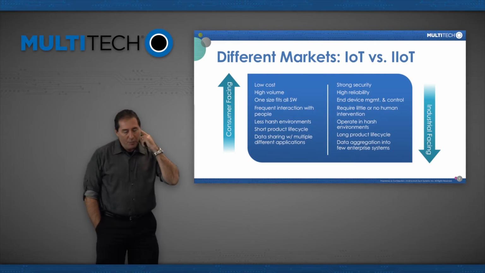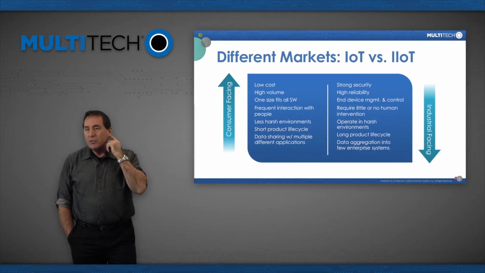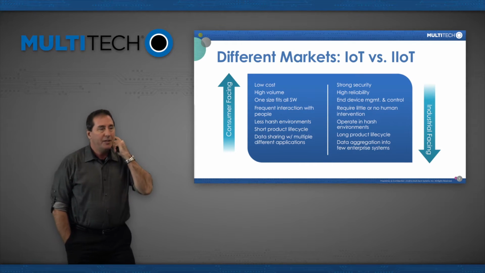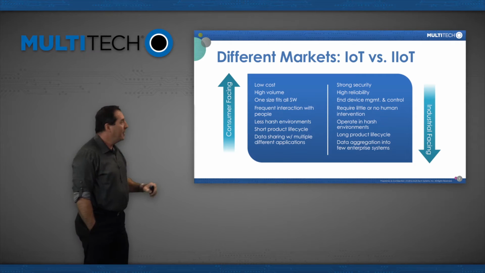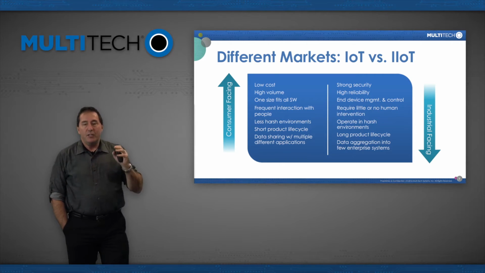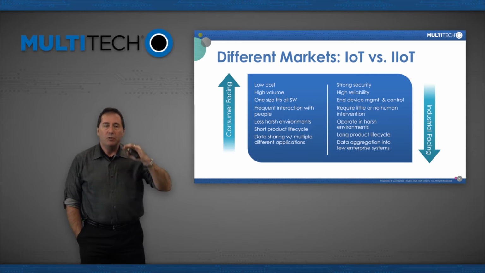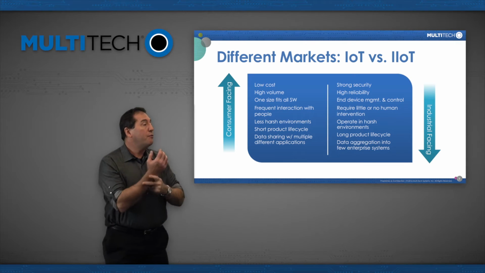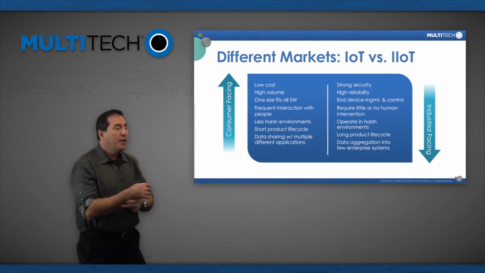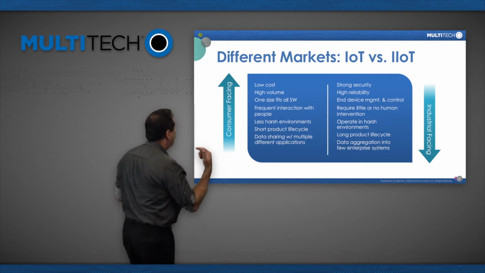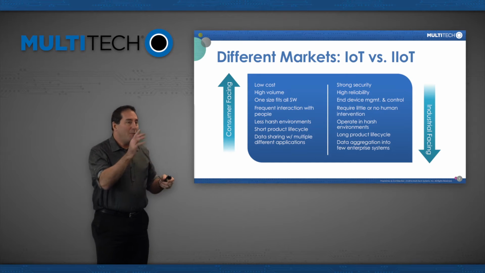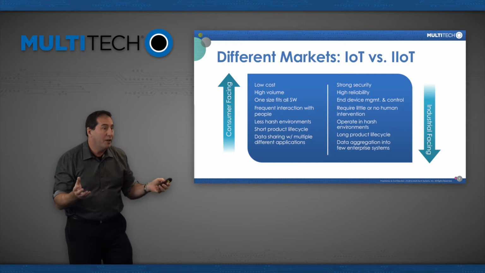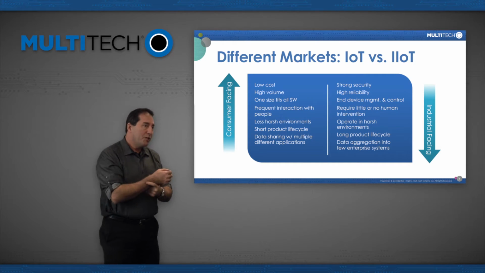So here's where we want to talk about IoT versus industrial IoT. Okay? Completely different markets. They have completely different focus. In the IoT world, it's generally about a high volume, low cost product. Think of a Fitbit. The interesting thing about a Fitbit is they are all the same. Right? You don't buy a Fitbit and put your own software on it. Right? It's one size fits all.